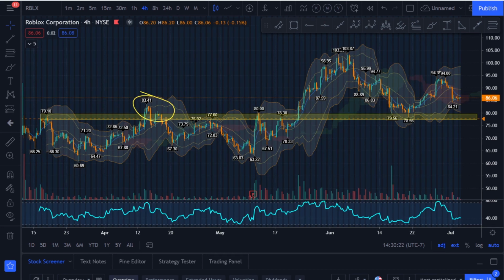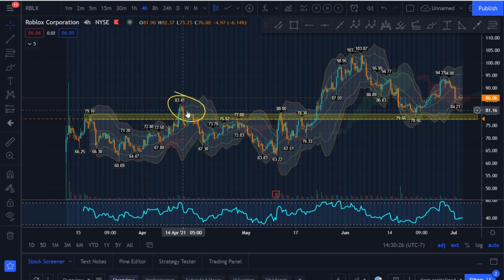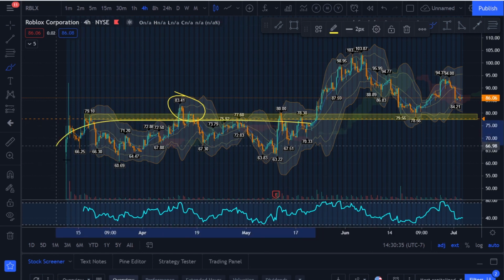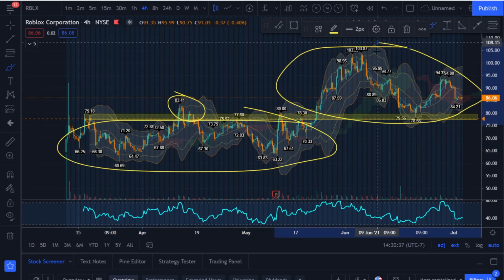AOC is a very, very important technical term to understand, because as you see here, there's multiple ranges that you play within, and you see that this is a separator between this zone here, and now you know that this was acting as resistance, this is acting as support. It's very clear where you can buy and where you should be selling.